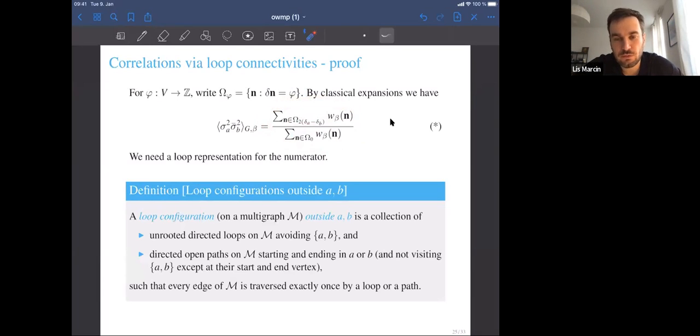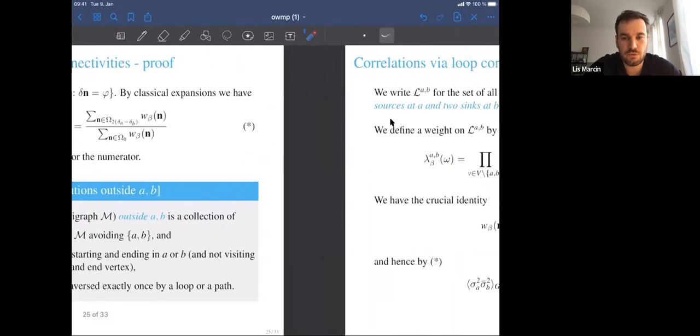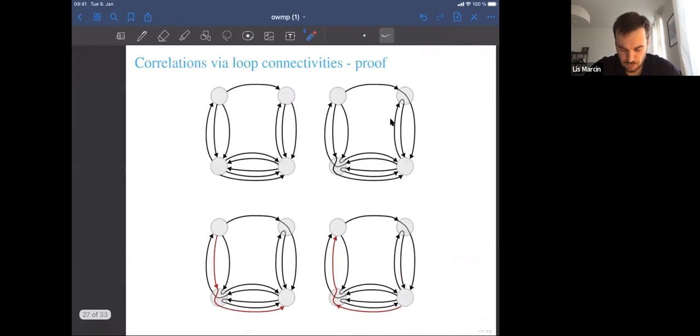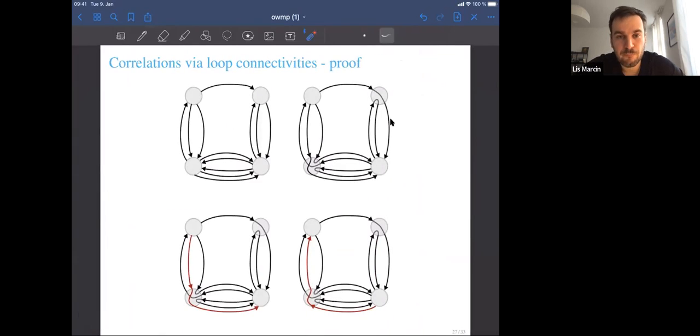And now we would like to, so we know how to write the denominator in terms of the loop measure, in terms of collections of closed loops. So here, if we want to do that, there is some problem because we have these sources that maybe are annoying for us. Okay, so maybe I want to skip the formal definition of what these loop configurations are. I will just tell you in a picture what we do. Okay, so you can try to sample these currents with sources at A and B.